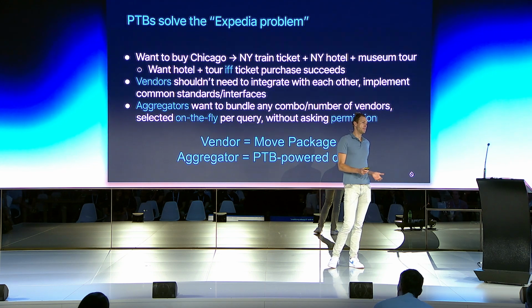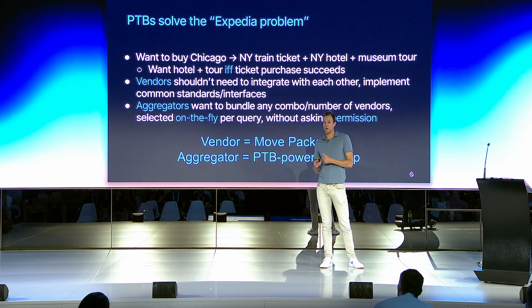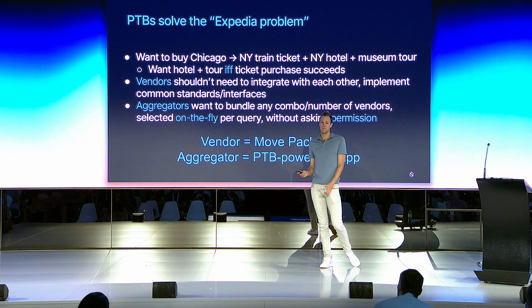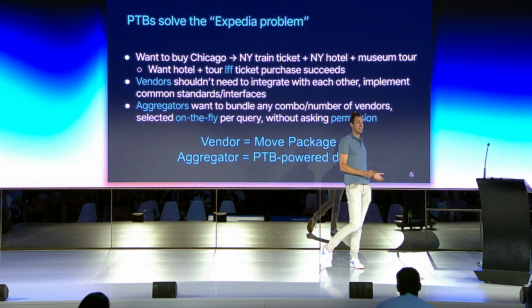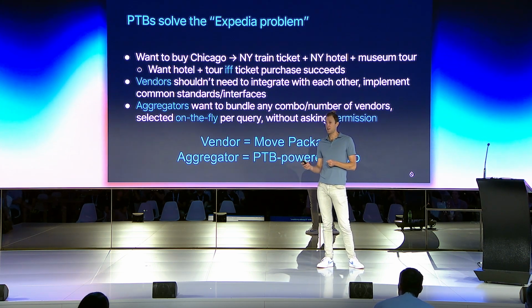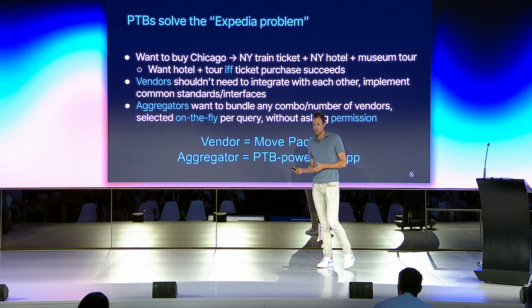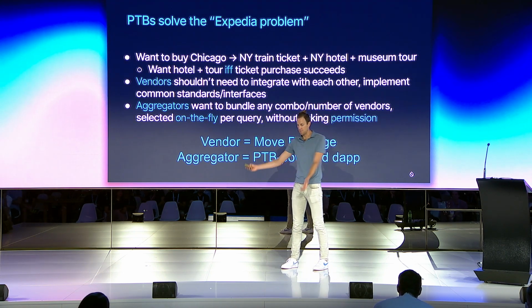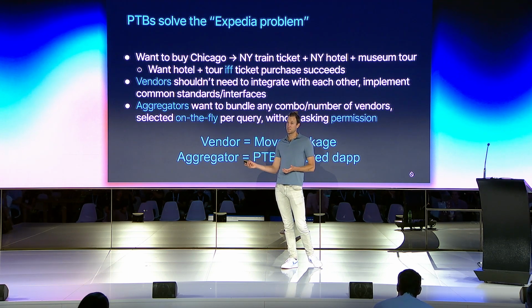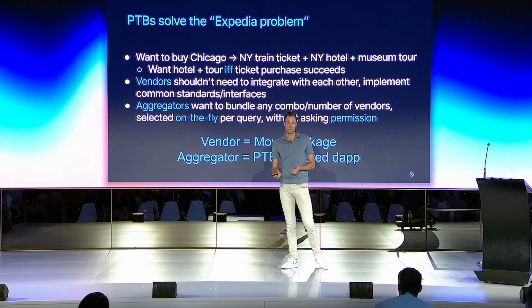So conceptually, I think of PTBs like this. They solve what you might call the Expedia problem. Let's say you want to buy a Chicago to New York train ticket, and you also want to get a New York hotel, and you also want to get a museum tour. For each of these purchases, you ideally only want to get them if you can have all of them succeed, right? There's no point in getting a museum tour if you can't get to New York in the first place.